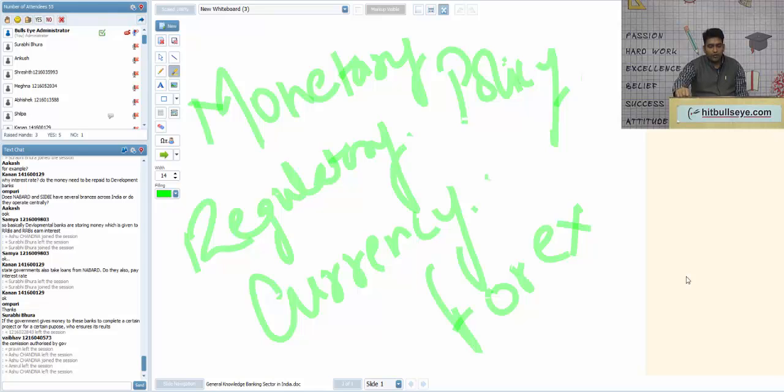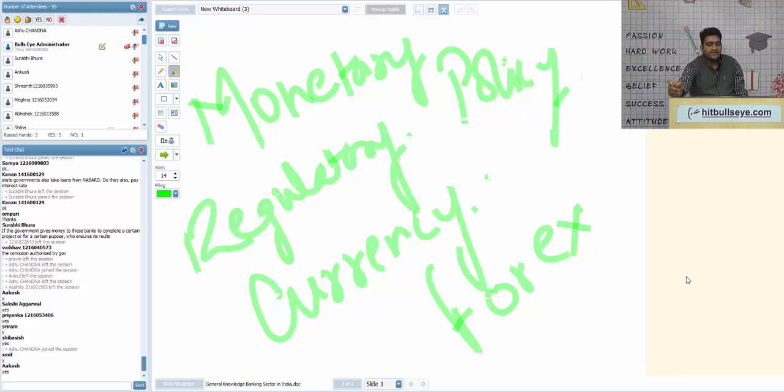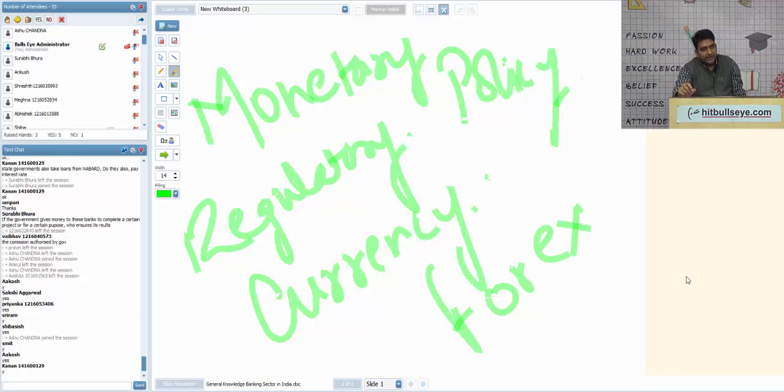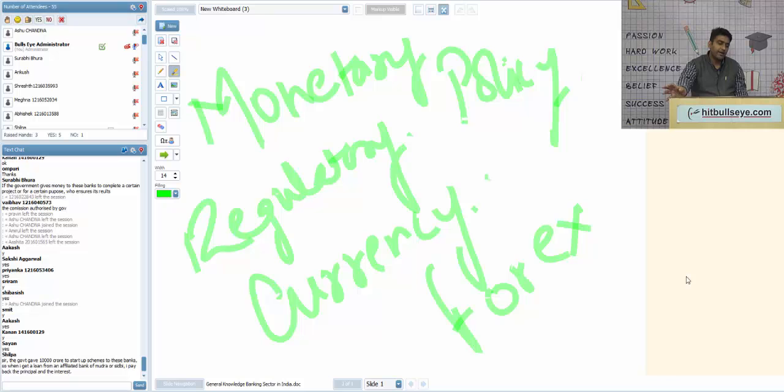Now I have written four important functions of RBI: monetary policy, regulatory, currency, forex. First of all, we'll try to cover the last three, starting with regulatory. As the word itself says, RBI regulates the functioning of all types of financial institutions in the country. Let us say commercial banks, finance companies, non-banking finance companies, whatever type of organization or company is performing financial activities, they are all under the supervision, guidance and monitoring of RBI.